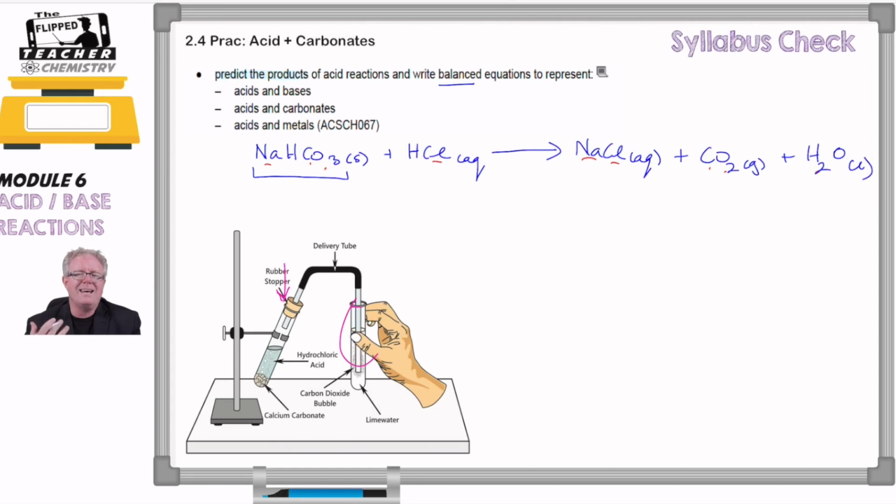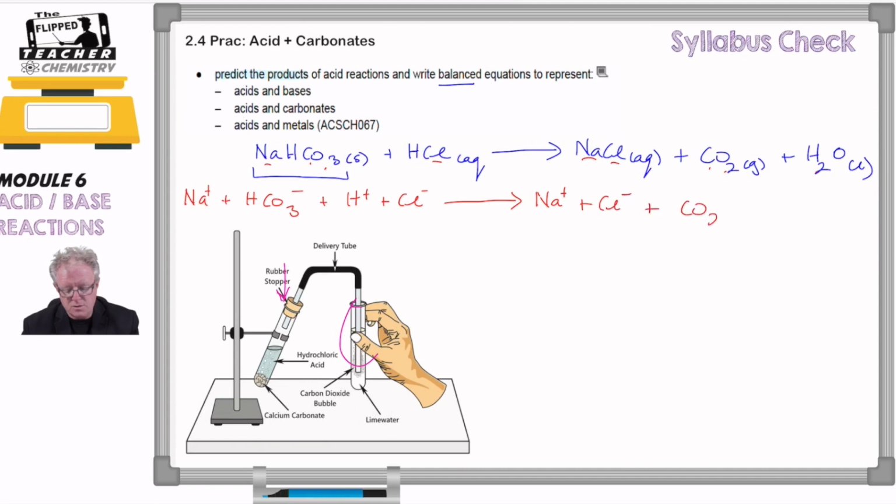But let's just create a net ionic equation here. So of course we're going to bring the sodium by itself, and don't worry about writing the states, but of course in exams you do. So then we have the hydrogen carbonate ion. Then we have the H plus from the HCl, because that is a very strong acid which completely dissociates. We're going to talk more about that later. Then we have our sodium ions and our chloride ions. Then we have our CO2 gas, and we have our water.